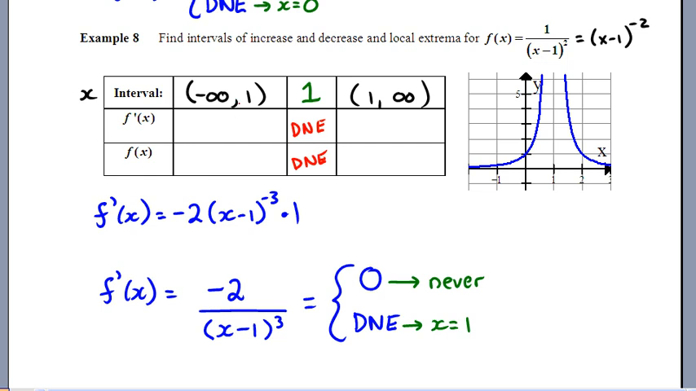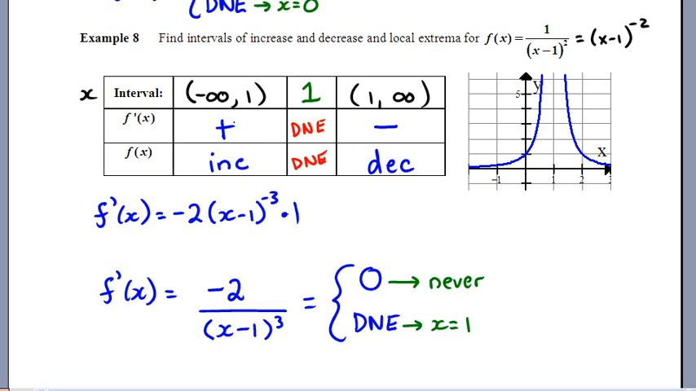If I test a value, pick a number in here like 0, and try out this derivative, you'll find that the derivative is positive, meaning that the function is increasing in that section. And then you test a number like x equals 2 in this blue derivative, and you find that the derivative is negative, so the function must be decreasing on that interval. So we certainly have found the intervals of increase and decrease.